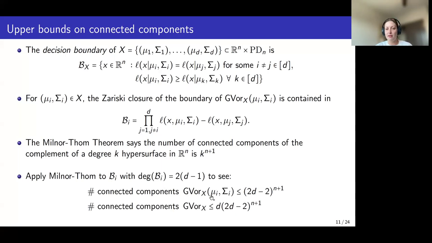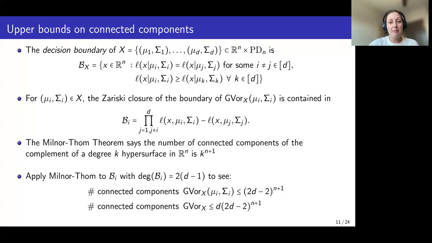And I can see that the number of connected components of a given Gaussian Voronoi cell is at most (2d minus 1)^n plus 1. Then if I add all of those up, the number of connected components in my Gaussian Voronoi diagram is at most d times (2d minus 2)^n plus 1. So this is just an example of how, if I set things up properly, I can use existing results and get an upper bound essentially for free. And that's nice, but as you might imagine, we don't think that these bounds are tight.